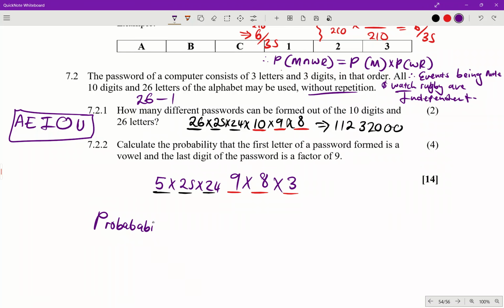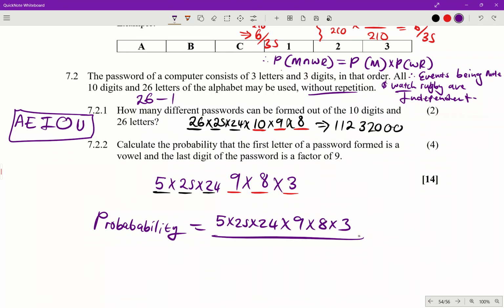This is where the 4 marks is coming from. Probability. It's just going to be the favorable outcome, guys: 5 multiplied by 25 multiplied by 24, multiplied by 9, multiplied by 8, multiplied by 3, all over the total, which is the number of arrangements there.